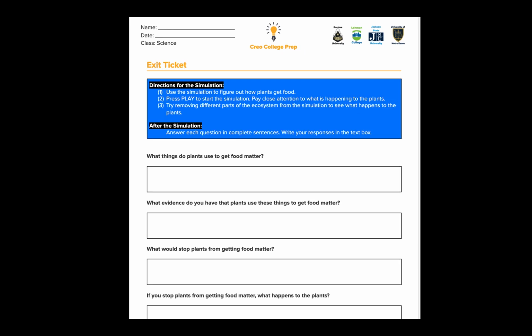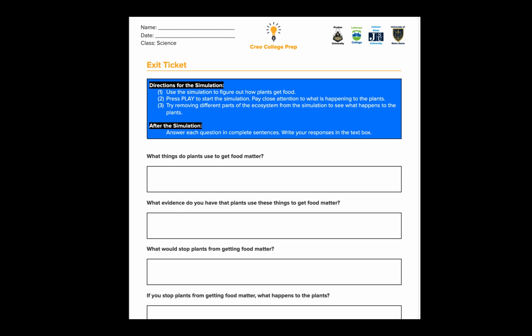Then after this, you'll do your exit ticket. In your exit ticket, you're just answering follow-up questions for things that you're gathering after you've completed the simulation. The first question reads, what things do plants use to get food matter? So don't be confused by the term food matter. Take the matter part off. What things do plants use to get food? Makes a lot more sense.